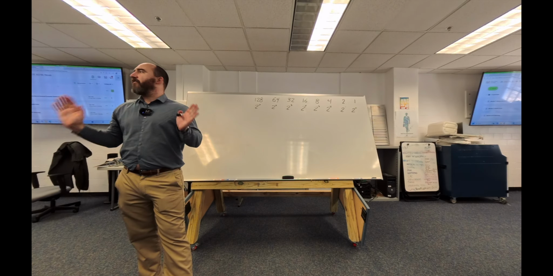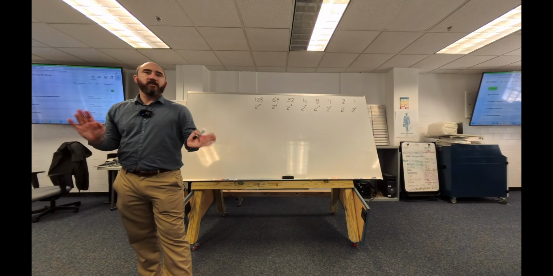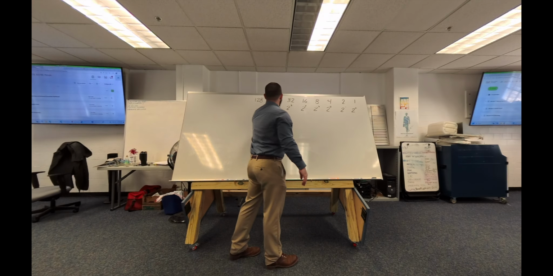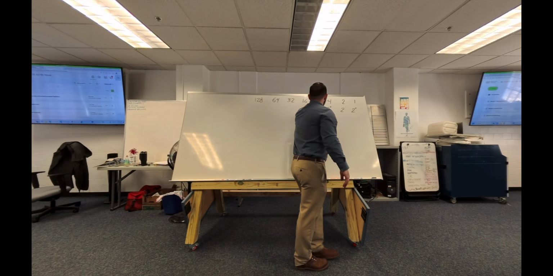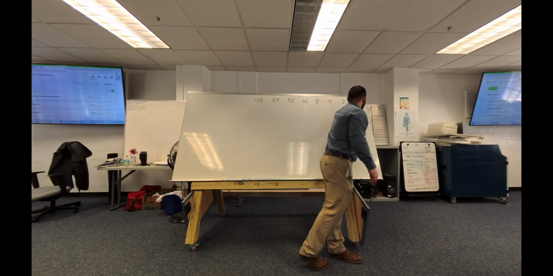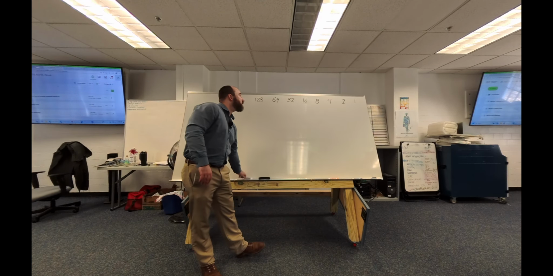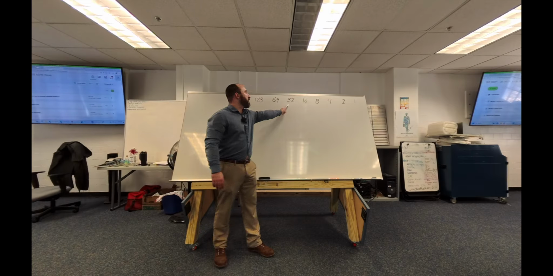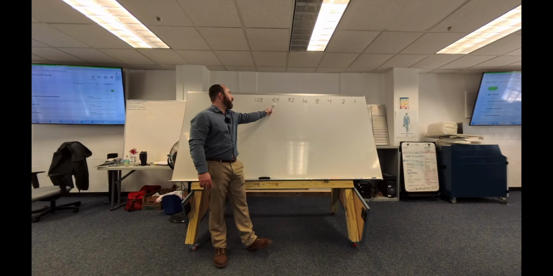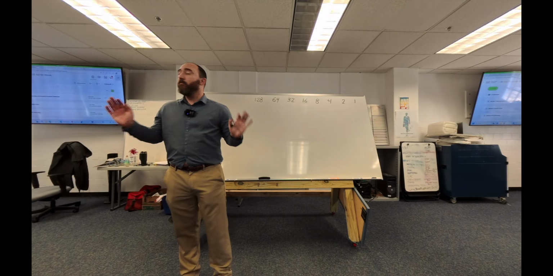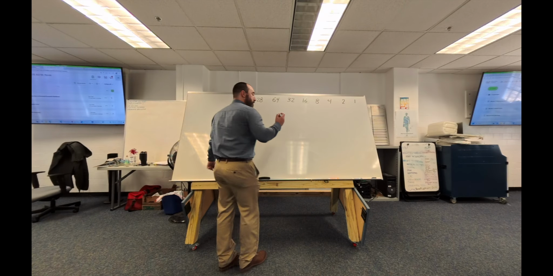I imagine not everyone is too comfortable with powers, right? So what you got to do is we start counting with what number? 1. Times 2 is? 2. Times 2 is? 4. Times 2 is? 8. Times 2 is? 16. Times 2 is? 32. Times 2 is? 64. Times 2 is? 128. Easy day? Make sense to everyone? Okay.